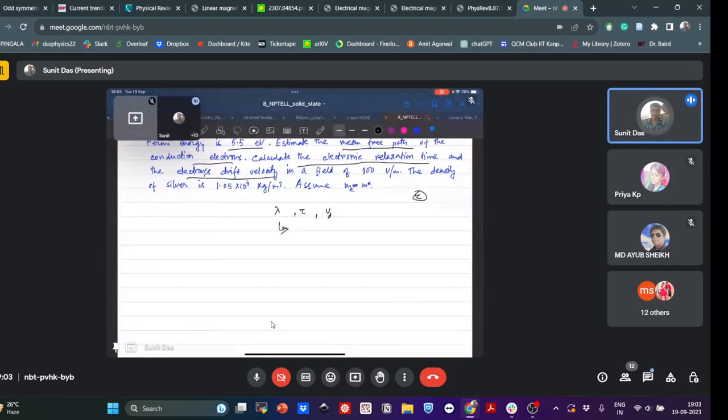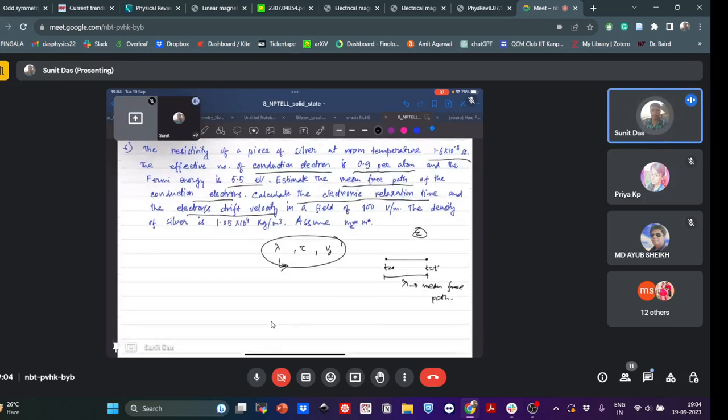So what is lambda? Let's say there was a collision at t equal to 0, and at t equal to t prime there is another collision. So between two consecutive collisions, what was the path that the electron traversed? This is the mean free path. Okay, so these are the three things we need to find.